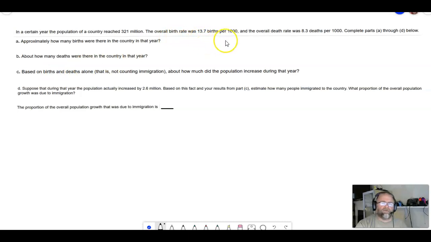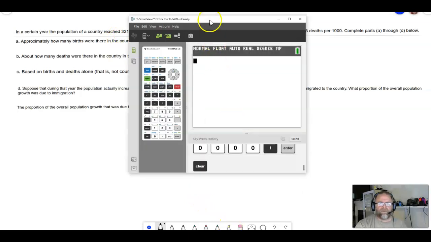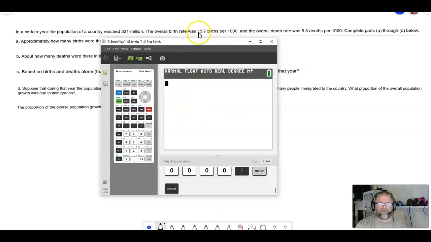So the first part says, approximately how many births were there in the country in that year. All right, so for every 1,000 people, there's 13.7 births. So for 2,000 people, there'd be double that, right? For 3,000 people, there would be triple this amount. So how do we find out how many births there were? Well, first we have to see how many times 1,000 goes into 321 million. That way we know how many times we have to multiply this 13.7 by.